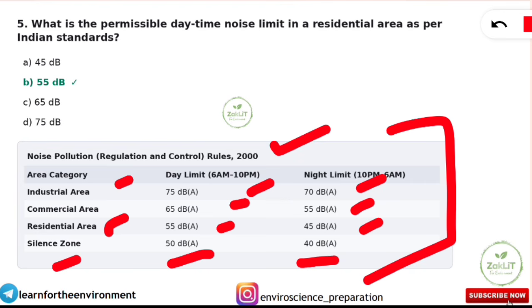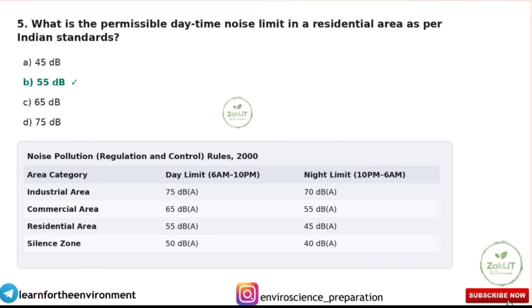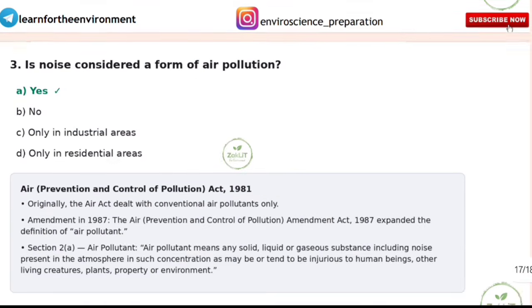So here the question was asking the daytime noise limit in the residential area. So how much will it be? It will be option number B, 55 decibel. We came to know from this table. You should also make this table if you haven't made it. Let's move on to the next question.